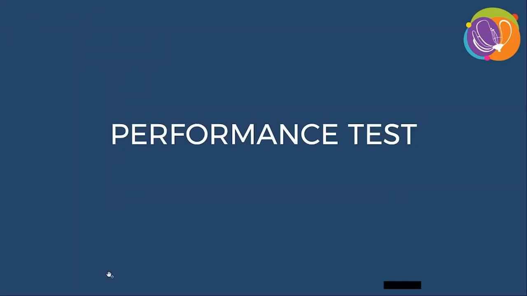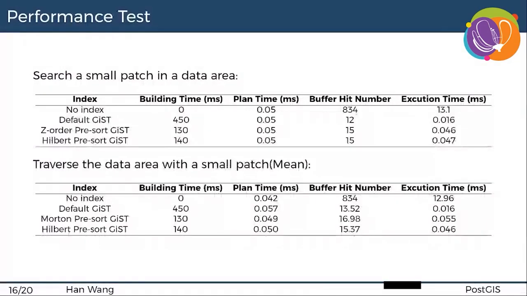I did two major tests on this implementation. The first is searching a small patch in the data area, and the second is traversing the data area with the small patch sequentially, and here is the result. In the first experiment and the second experiment, building time, plan time, buffer hit number, and execution time are measured. From these tests, we can see that the no index case spends no time on creating an index but suffers a lot in the query process.